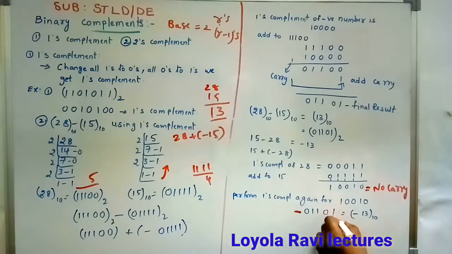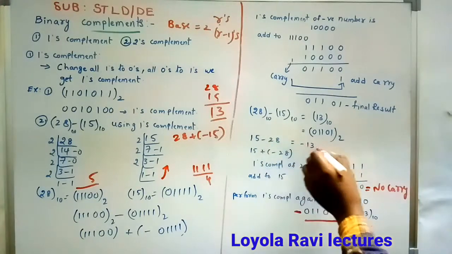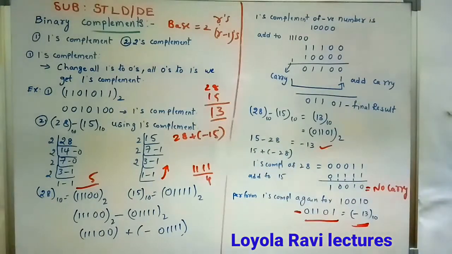Then check the answer. 0, 1, 1, 0, 1 means 13, so minus 13. So 15 minus 28 is minus 13. So your answer is correct. Like this you may verify your answer by converting into decimal form, or otherwise converting into the binary equivalent number. Okay, this is ones complement subtraction. It may also be called addition or representation of numbers using ones complement.